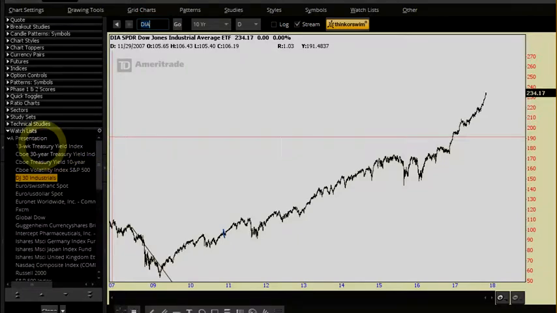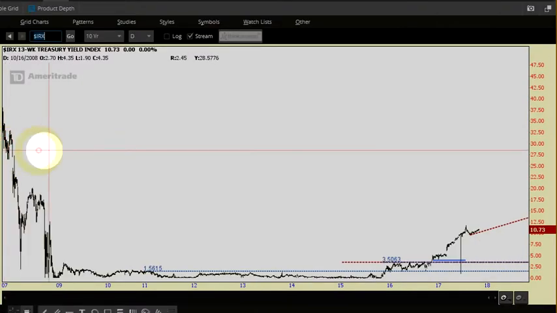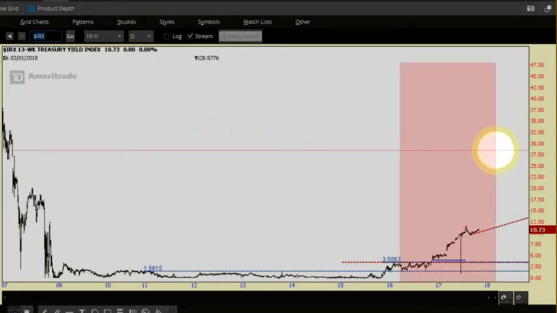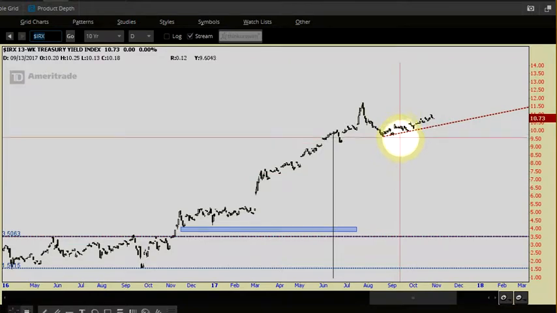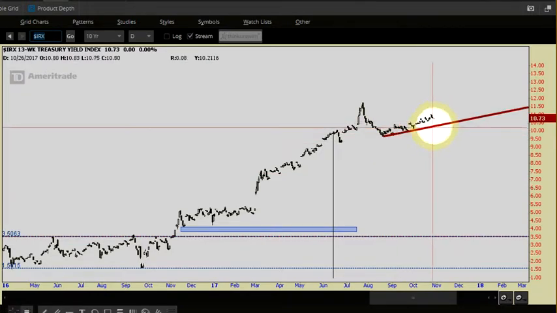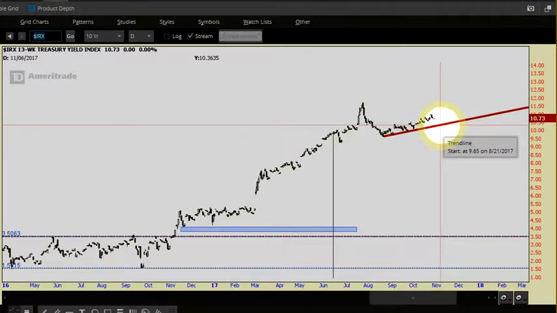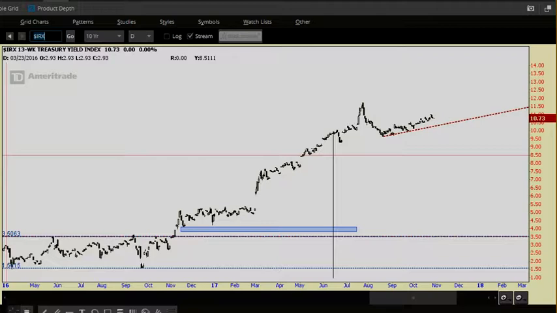All right, let's go look at 13-week treasuries. Close that back down. Zoom in a little bit here. You can see that we're staying above this trend line. A lot of talk about the Fed raising rates. That's going to continue. They really don't have a choice. We've talked about some of that here.